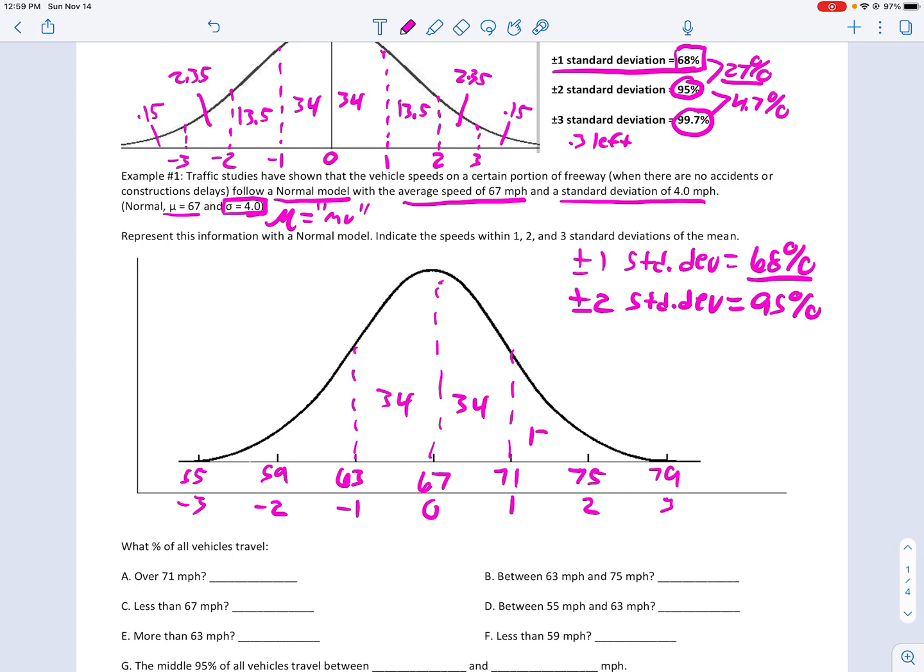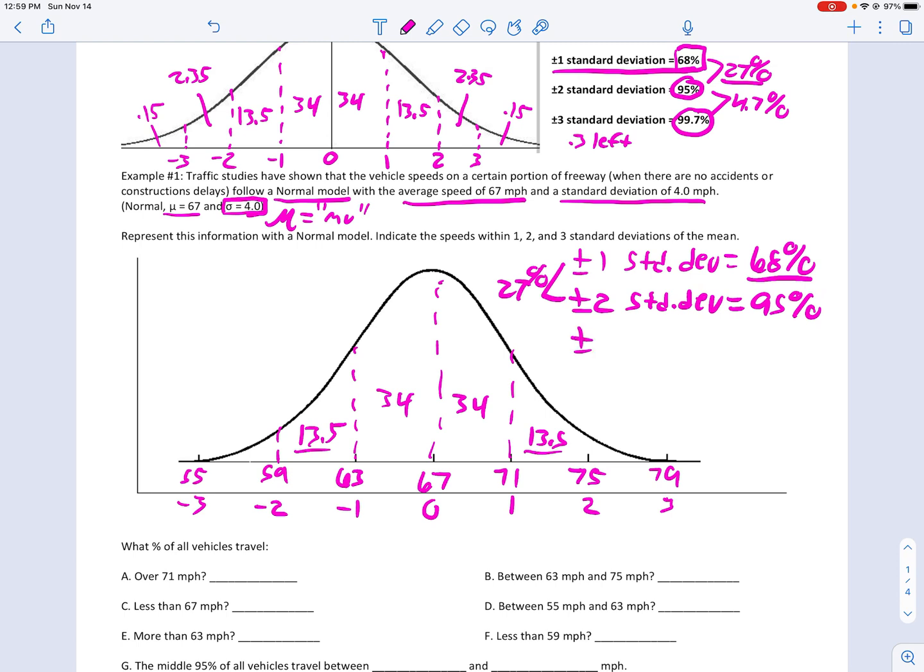So this is going to be 13.5, 13.5. Why? Because from here to here, that's an increase of 27%. And it's symmetric, so split into 2 evenly. That's where you get the 13.5.